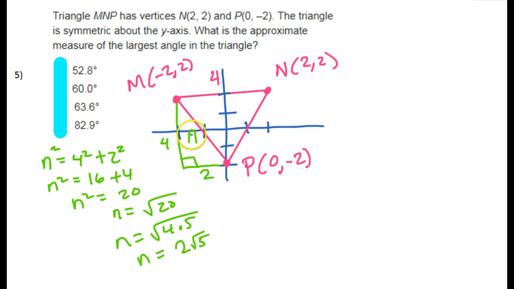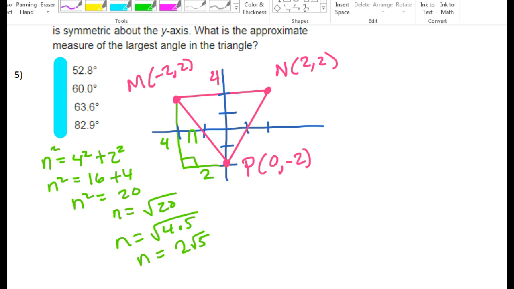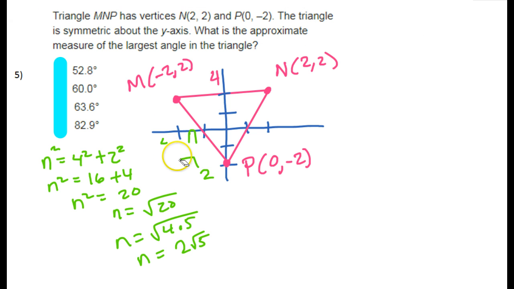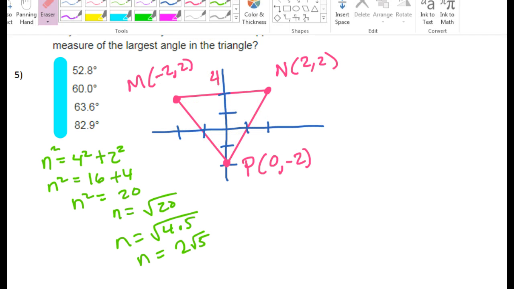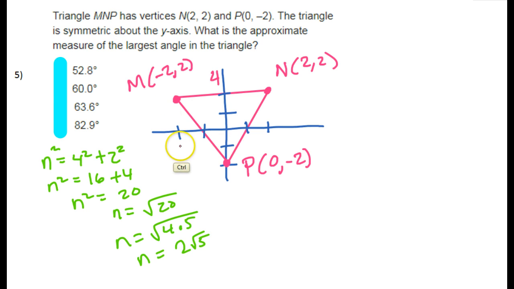So I just found the length of a side. Now, this is isosceles. It's symmetric about the y-axis, so these two sides are the same. I found that this side on the left is 2 radical 5, and of course that's going to be the same over here, 2 radical 5. So now we have all 3 sides of this triangle. This is a side, side, side situation. Whenever you have side, side, side, you could use the law of cosines. So that's what I'm going to do.